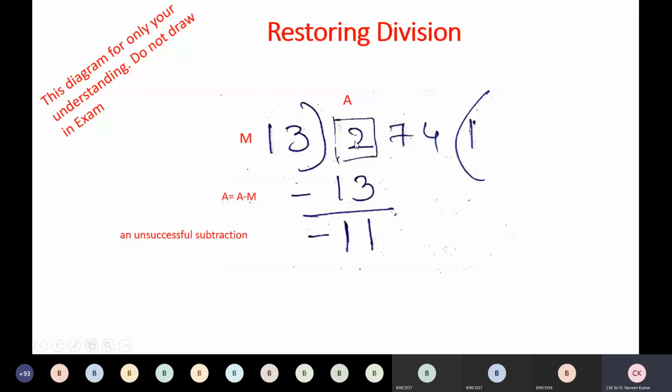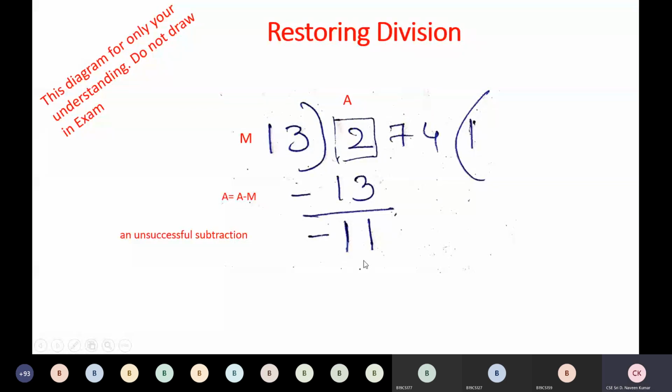Now it tries to divide by 13: 1 times 13 is 13, and it tries to subtract, 2 minus 13. What is the number? Minus 11. If it subtracts, actually it needs to get a positive number. If it is a positive number, then it is successful. You can see 13 is a bigger number compared to 2. That's why I got a negative number. So a negative number means it is an unsuccessful subtraction. Considering the single number 2 is not correct.